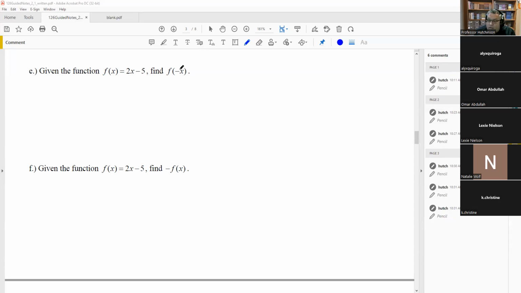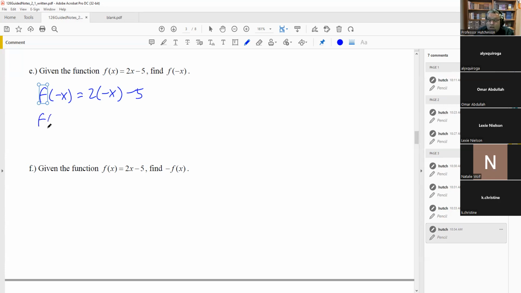Now these two have a negative inside the parentheses, and there's a negative outside. So these are actually done differently. So first of all, f of negative x. That means that you're going to replace the x here with what's inside the parentheses. Okay, so we've got f of negative x is equal to 2 times negative x, then minus 5.